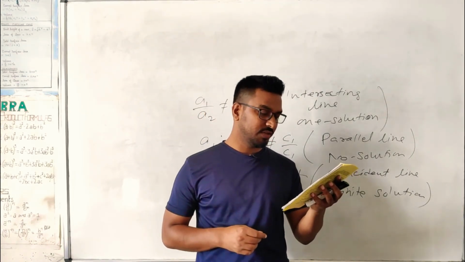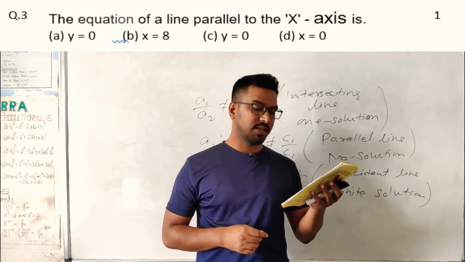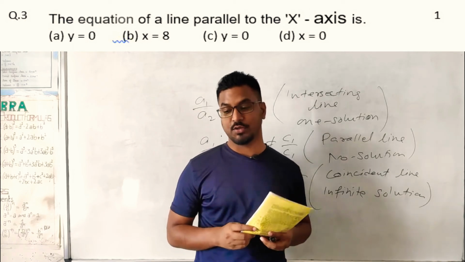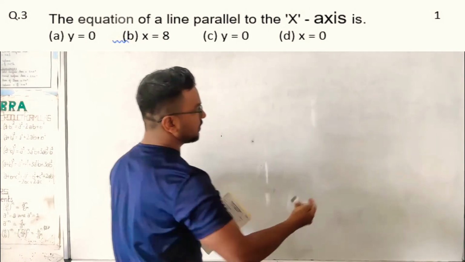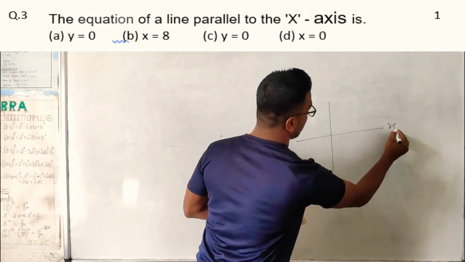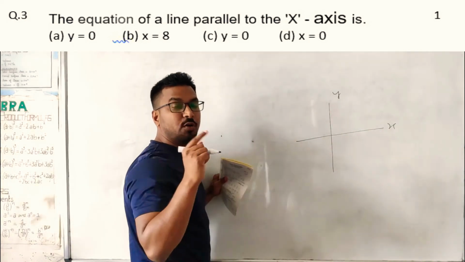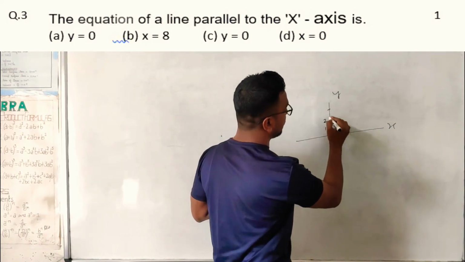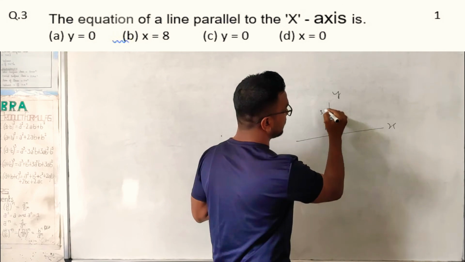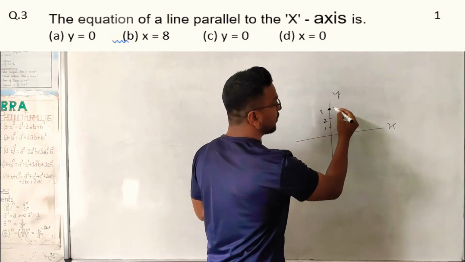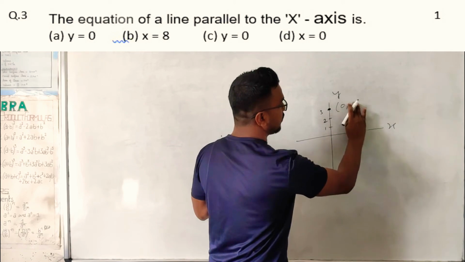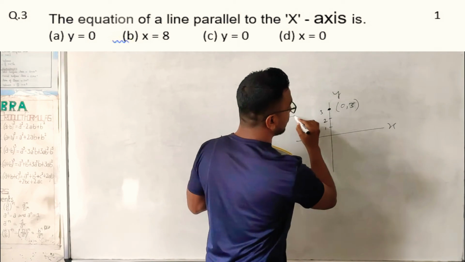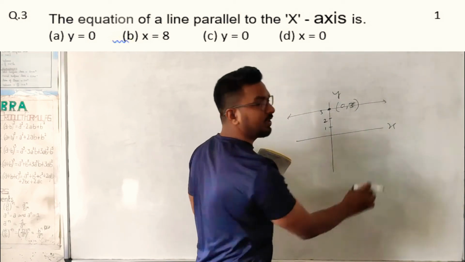Now the next question is given: the equation of a line parallel to the x-axis. When will it be parallel to the x-axis? When the value of x is 0. How? I'll show you. Suppose this is the x-axis and this is the y-axis. If the value of x is 0, suppose it is having some value of y, say the value of y is 3. The coordinate of this point will be (0, 3).